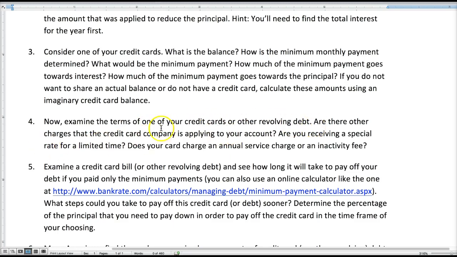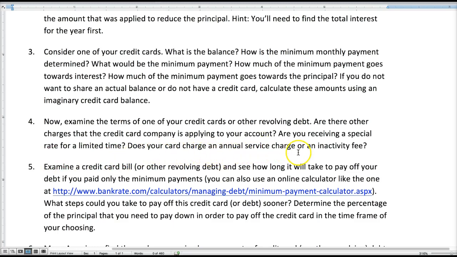So once we provide all that information here, it says, are there other charges that the credit card company is applying? Of course, we're going to list all those. And are you receiving a special rate for a limited time? So for instance, if you have a credit card that you get and they're saying, hey, if you do balance transfers, you get 0% for, let's say, 6 months or something like that. Let us know those things.